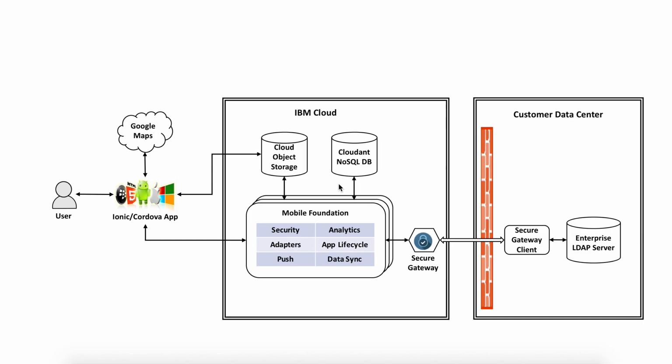In subsequent IBM code patterns, we will show you how to enhance the simple Mobile Foundation security adapter to connect to an enterprise LDAP server for validating user credentials. How to add social login such as Google login or Facebook login to the Ionic app. How to make the app offline first by using Mobile Foundation JSON store, and how to leverage other Mobile Foundation features such as direct update, push notifications, and app analytics.